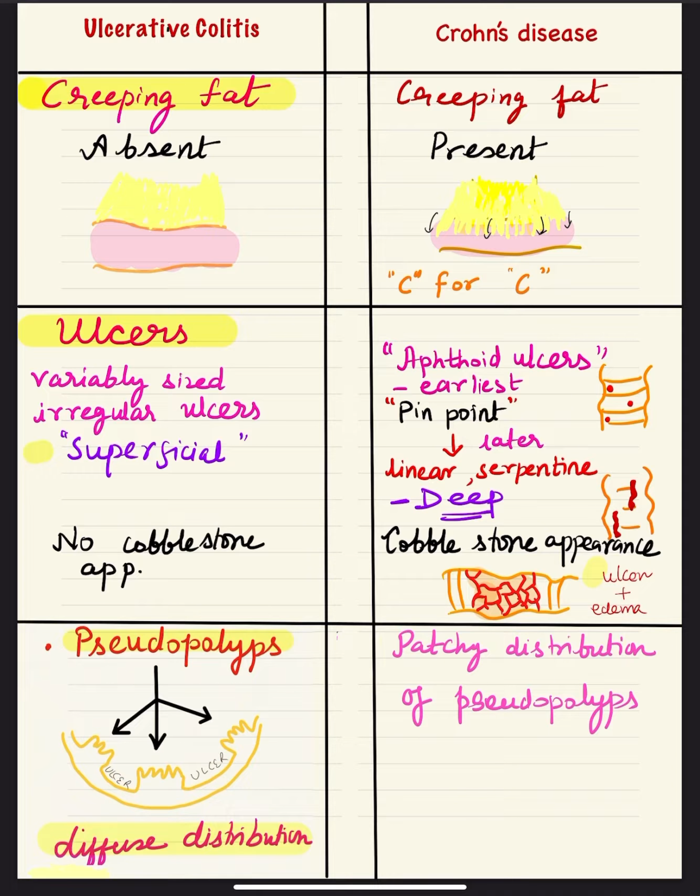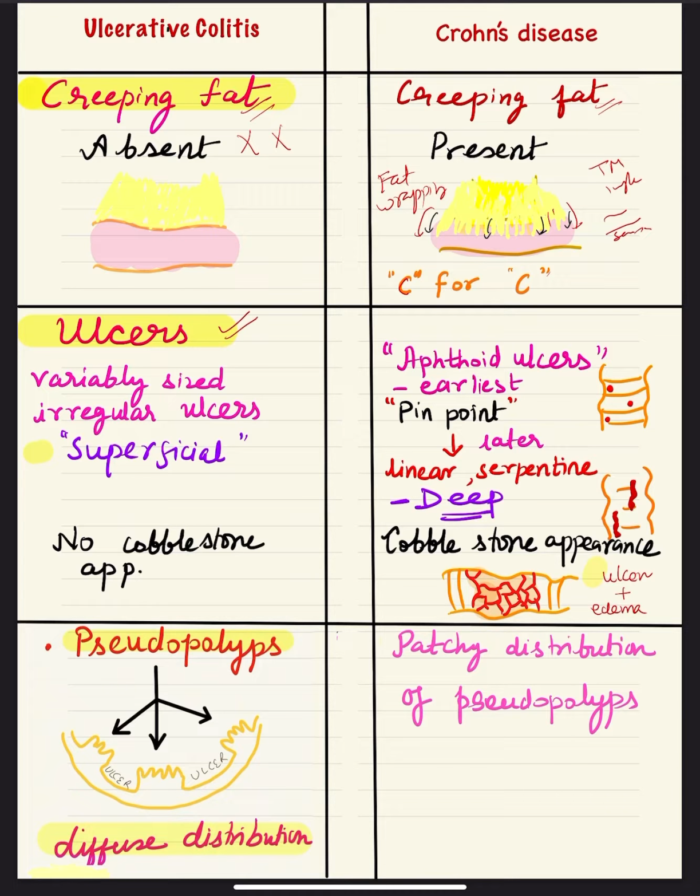Next important difference is creeping fat. Creeping fat is seen with Crohn's disease. Why? Because in Crohn's disease, I told you that there is transmural inflammation. So inflammation is seen in all the layers including the serosa. Because of the inflammation on the serosa, sometimes the fat creeps and wraps over the serosal surface. This is known as creeping fat or fat wrapping. This fat wrapping is absent in ulcerative colitis. So you have to remember that: C for C, Crohn's disease and creeping fat come together.